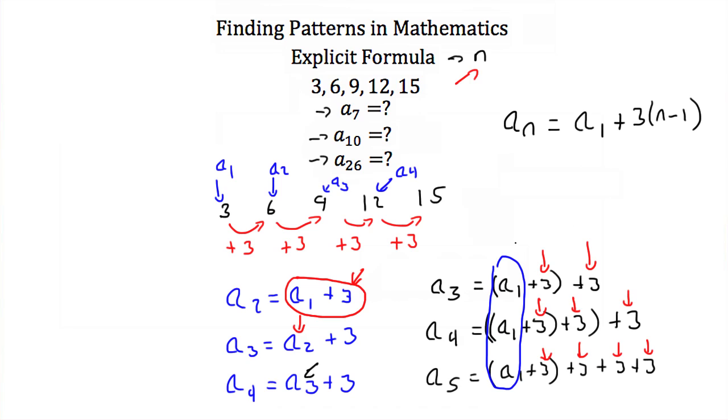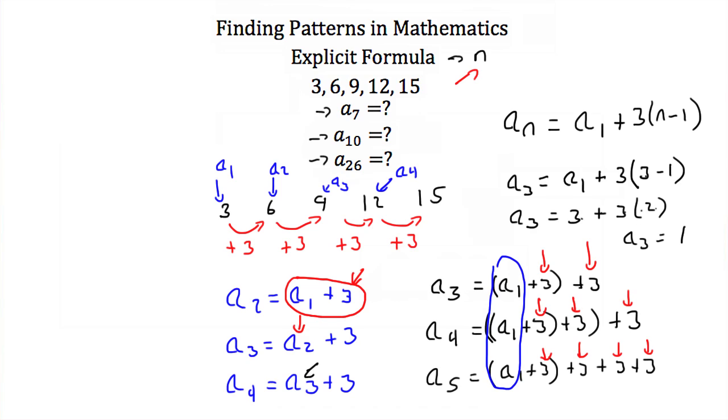So if I'm looking for the third term, I would start with my first term, and I would add 3 times n, which in this case is 3, minus 1 times it. So this is A3 is equal to our first term, which is 3, plus 3 times 3 minus 1, so 2. So A3 would be equal to 3 plus 3 times 2, or 6. 3 plus 6 is 9. And A3 is indeed 9. So this is the formula, or our explicit formula, for this sequence.